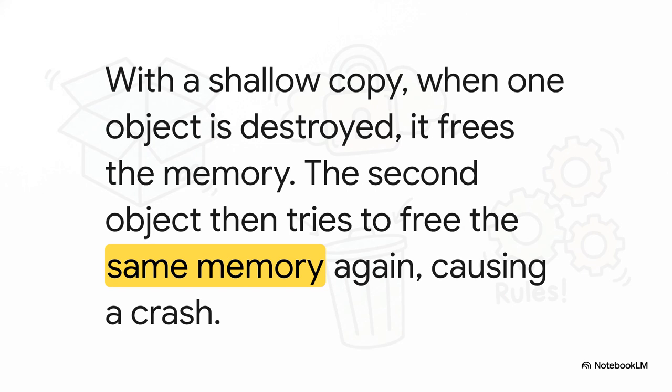And this is the catastrophe that happens because of that shallow copy. The first object goes out of scope, its destructor runs, and it frees the memory. Great. But now the second object's pointer is pointing to garbage. And when that object gets destroyed, it tries to free that same memory a second time. That's called a double free, and it's a one-way ticket to crashing your program.